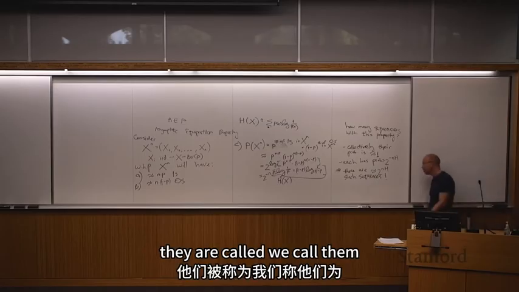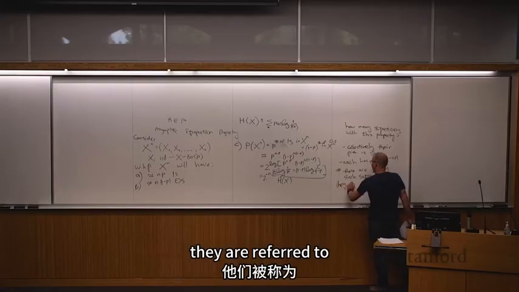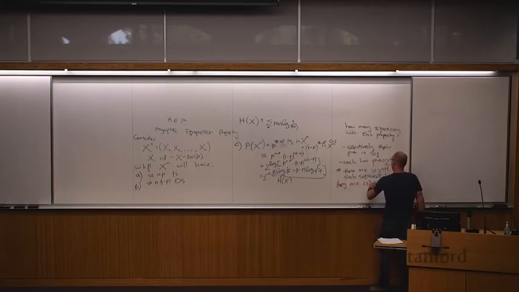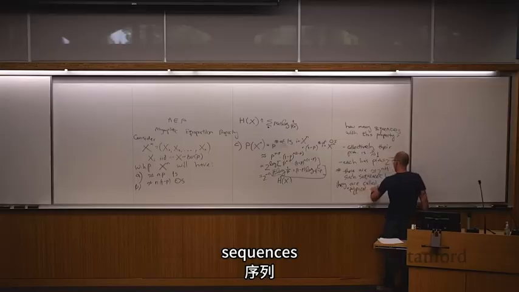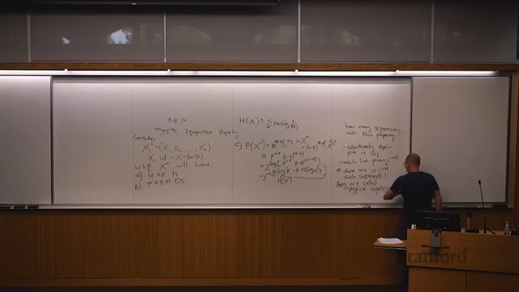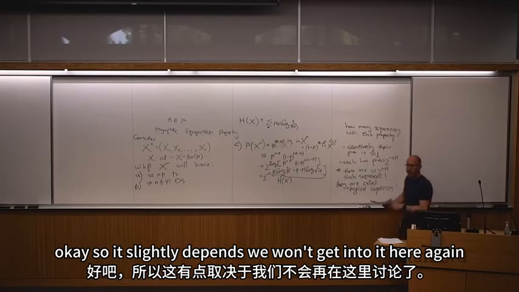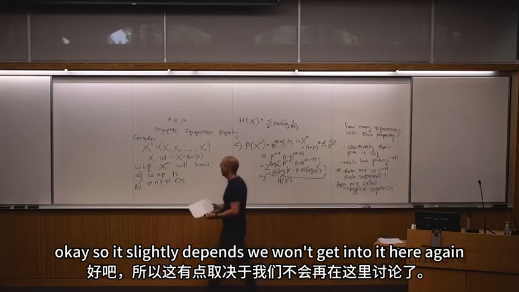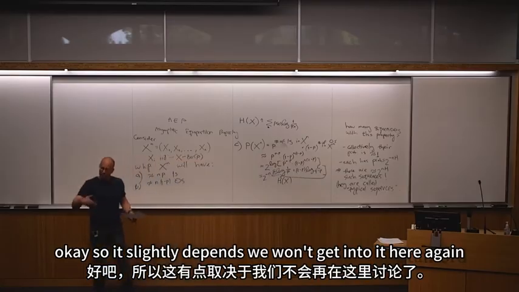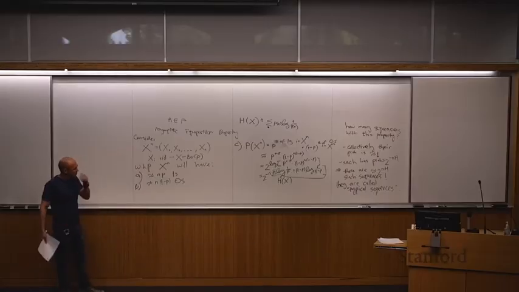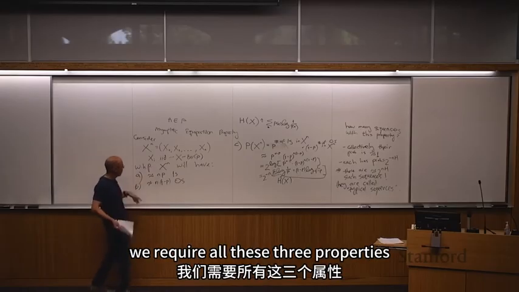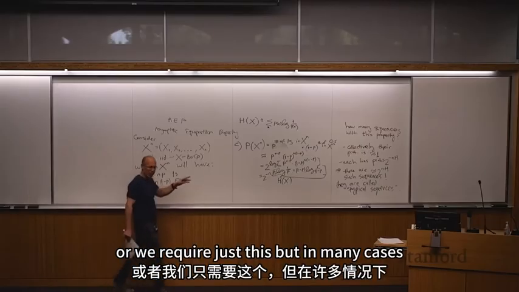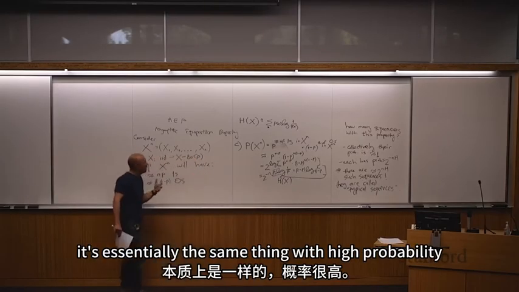Okay? And we call them, they are referred to as typical sequences. Okay, so it slightly depends. We won't get into it here. Again, 276, we'll say more. Sometimes for typical sequences we require all these 3 properties, or we require just this. But in any case, it's essentially the same thing.